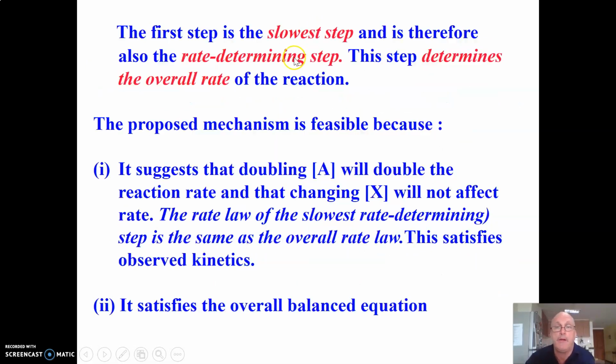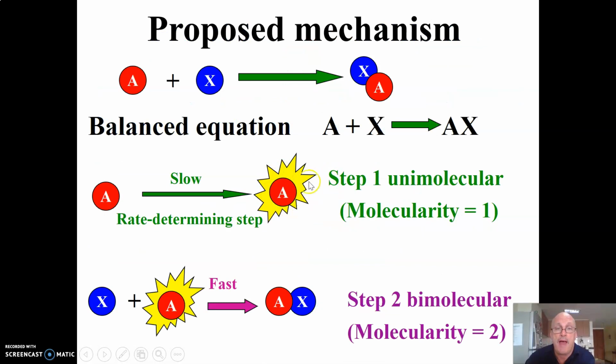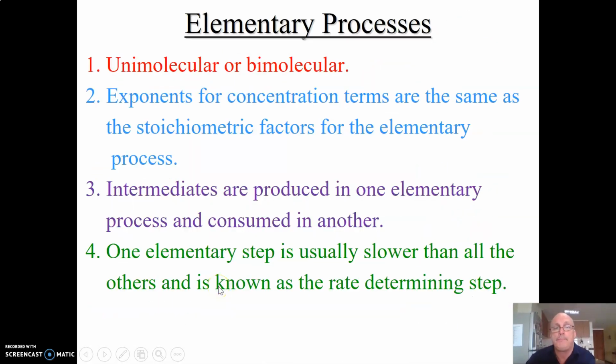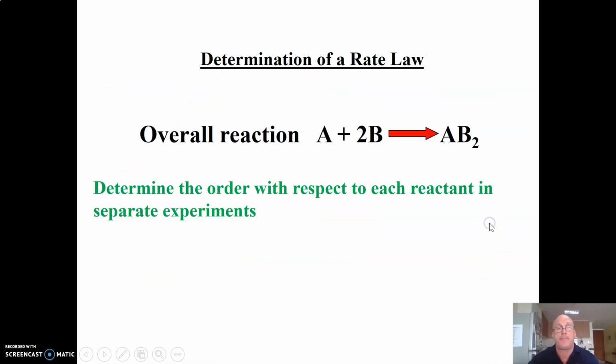So we can go back here, go way back here. That is produced and then it's consumed. Okay, so we've covered that. And one elementary step is usually slower than all the others, and it's known as the RDS, the rate determining step. Okay, now here's another example.